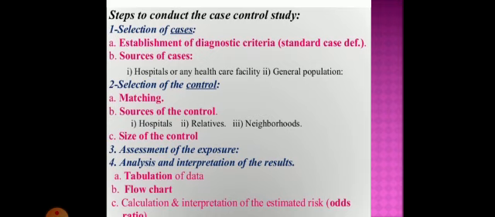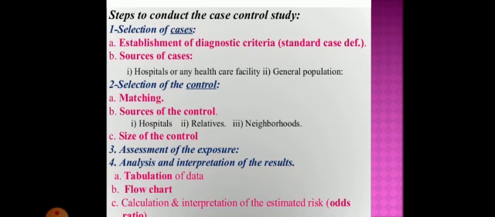But usually relatives have the same confounding factors, so they are not preferable, especially for studying genetic factors. If we are going to study a genetic disease or a nutritional factor, they also have the same habits and same behavior, so it may result in confounding. Also, it is important to assess the exposure, the number of cases who have a history of exposure to the risk factor, and then we analyze and interpret the result.